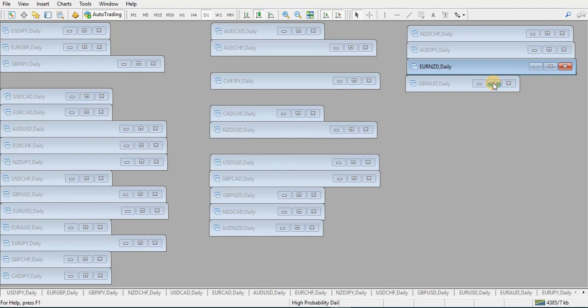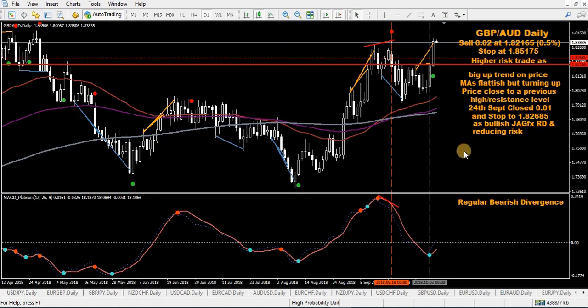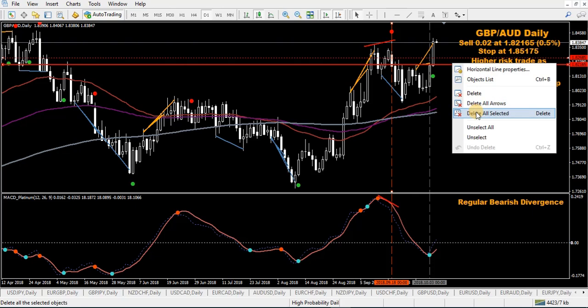And the remaining one on the high probability, pound Aussie, I was in a sell back here, went down, I think I closed out part of it, yeah, and I've moved my stop here, and yesterday, bang, that big move up just took my stop out, so no longer in the sell trade. I think it was overall profitable, not a huge profit, but wasn't a loss. So I can get rid of all those.